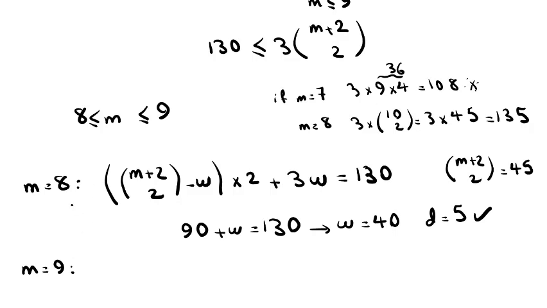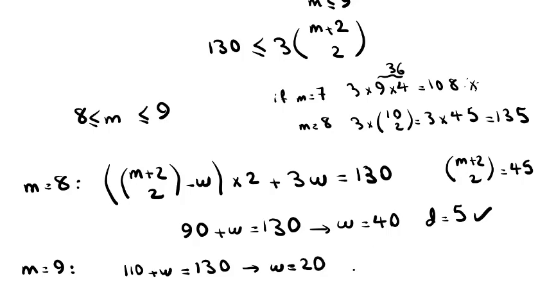The problem says m is what? But let's also complete this problem. If m is 9, then let's replace here. 11 choose 2 will be 11 times 10 over 2, which is 55. 55 times 2 will be 110. Plus 3W minus 2W will be plus W, 130. So W will be what?